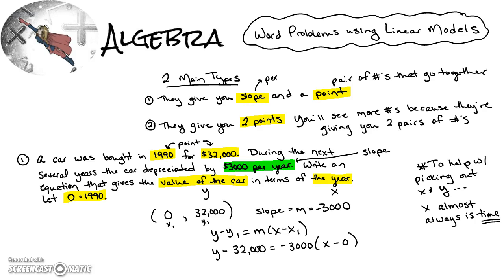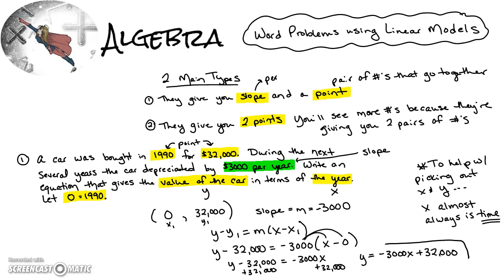And then I think with word problems, the teacher would like you to have y alone. So let's distribute the 3,000 first, like that. So negative 3,000 x, and then it's just going to be plus 0, so I won't write that. And then I'll add 32,000 over to this other side. And you can't actually add it with the negative 3,000 because that has an x with it. So your answer is just negative 3,000x, and then just tag on the plus 32,000 at the end. And that would be your linear model.